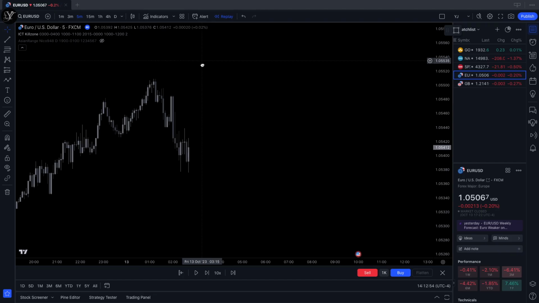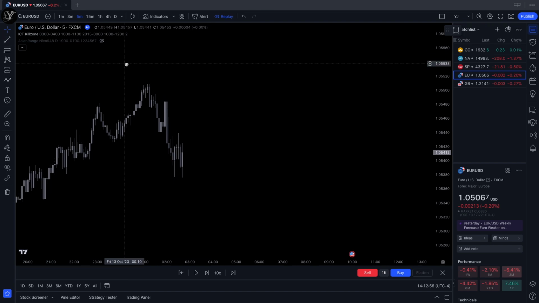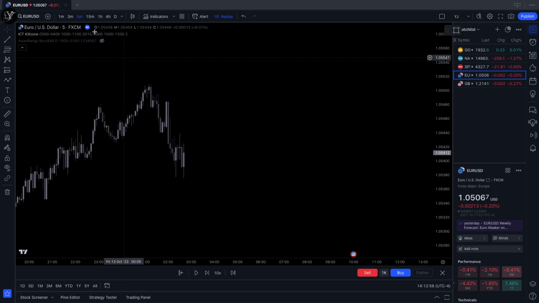Now let me show you guys how this example would look on this live example on EURUSD. So we're going to go on our 5-minute time frame, which we're already on. We're going to mark out our buy side liquidity, which is right here.